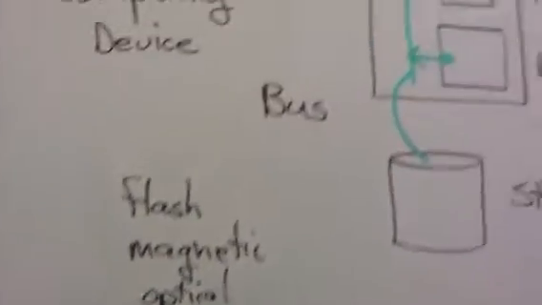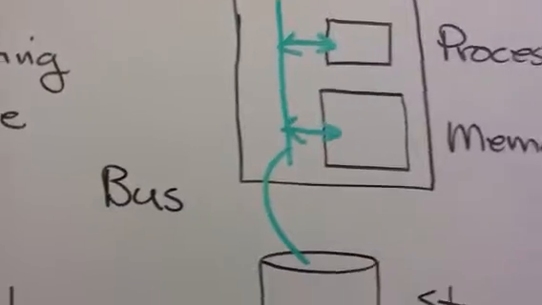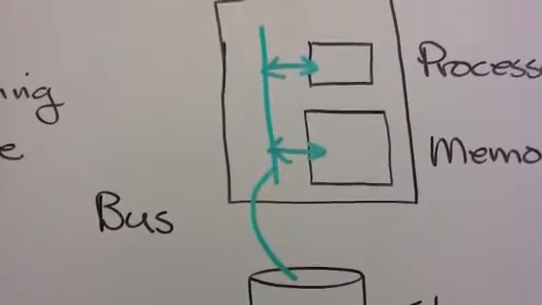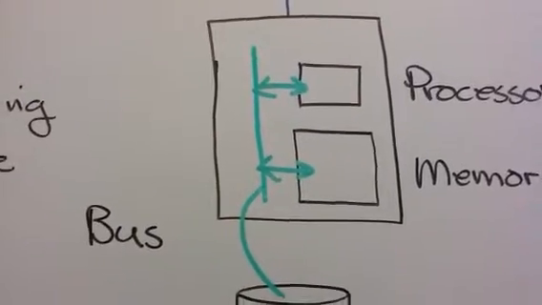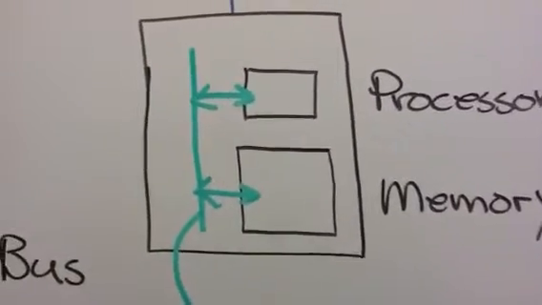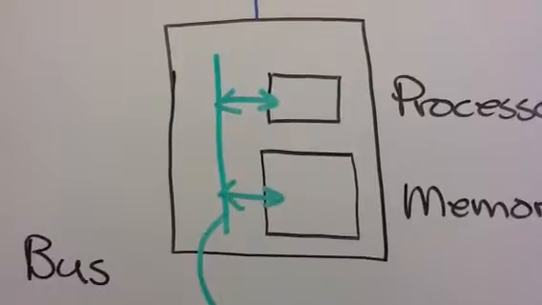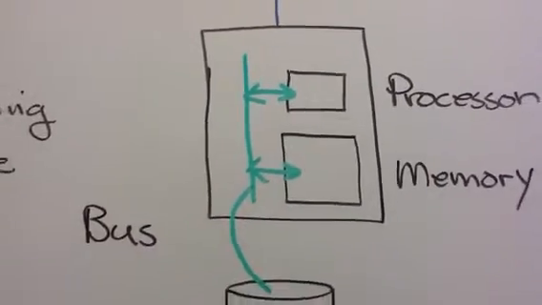Then we talked about the bus. The bus is here, it's green. It's that communication between all the devices. And an easy example to refer to would be a desktop that has a motherboard in there in which those things are all connected.